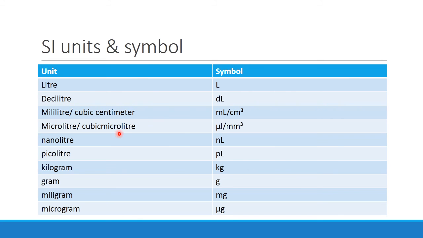Again here also we have some of the SI units in terms of the units as well as the symbols. Liter means L, deciliter means dL, milliliter means mL, microliter means micro symbol as well as L, nanoliter nL, picoliter pL, kilogram means kg, gram means g, milligram means mg, microgram means micro symbol as well as g.